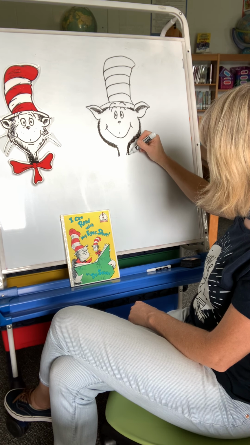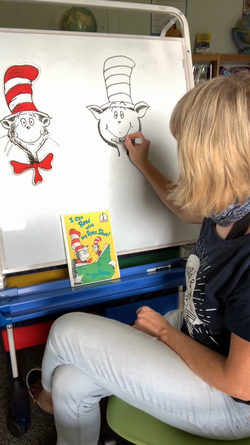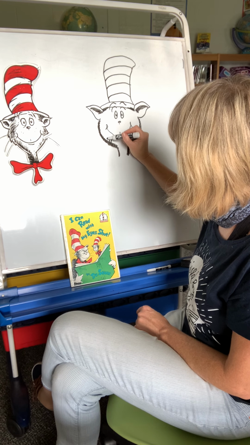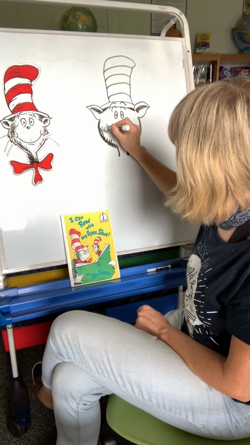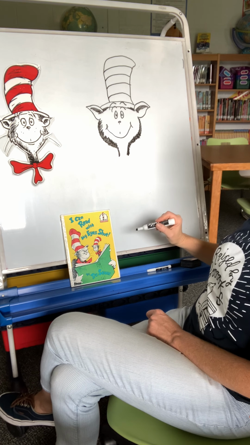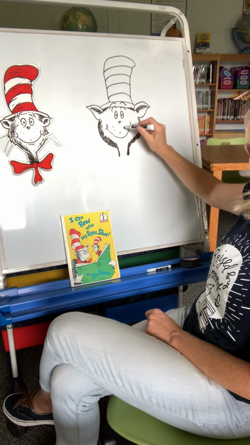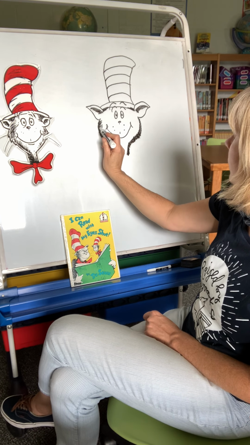Looking a little bit more like the Cat in the Hat, but not quite. I think we need a little bit more fur over here. And some of the drawings I've seen of the Cat in the Hat don't show him with any whiskers, and I'm thinking, how can you have a Cat in the Hat without whiskers? So we're going to give him a couple of little dots where his whiskers come out, and then we're just going to draw them coming off the side like this.